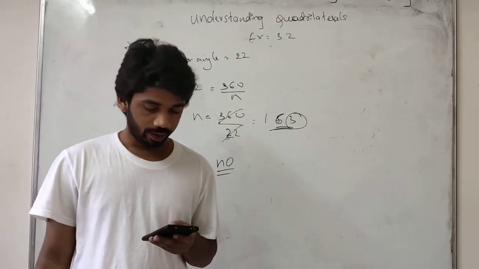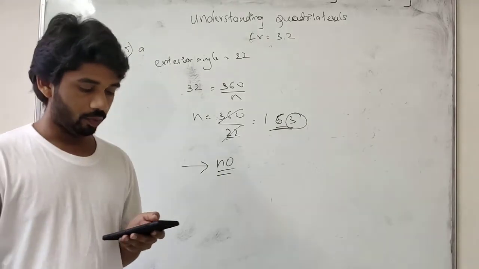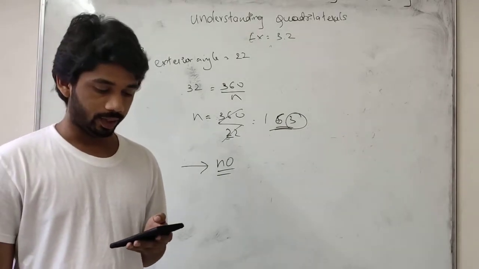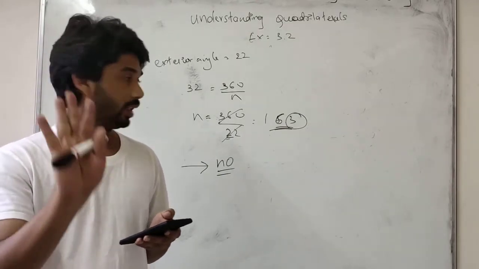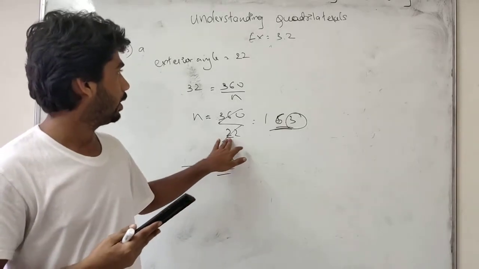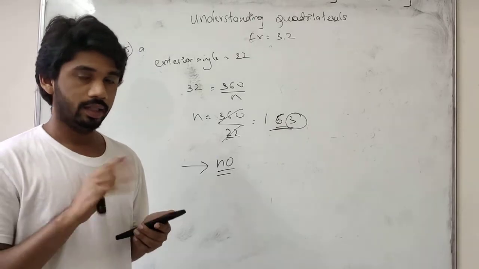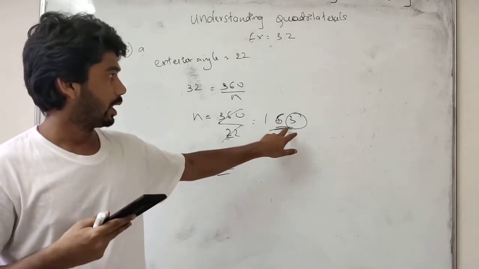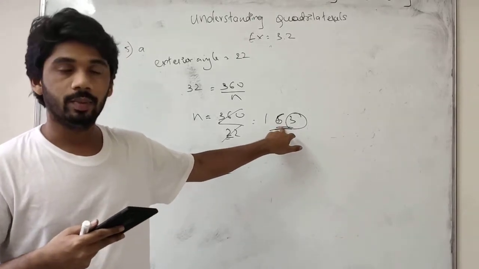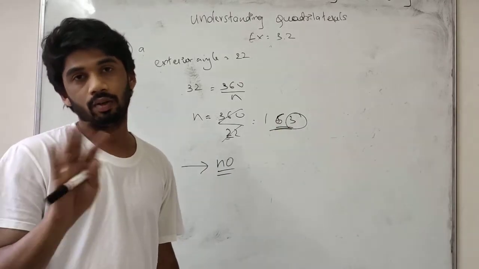Okay, I will read out the answer: no. We cannot have a regular polygon with an external angle of 22 degrees, as 360 is not divisible by it. So we cannot take it. Okay, students, got it? The answer is no. Why? Because n is coming in decimals, and if anything comes in decimals, we cannot take it.